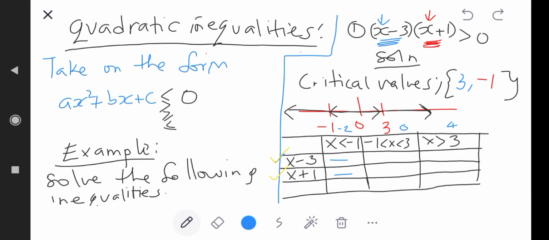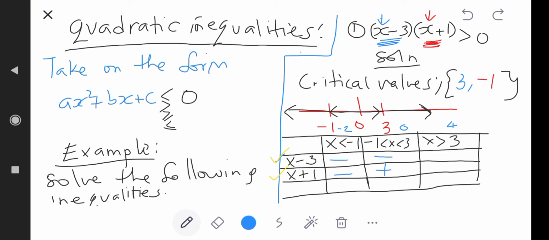Then I go to this one where I have -1 less than x less than 3. It means that I am looking for values of x that are between -1 and 3. That's what this statement means in the middle. So if I choose 0 and I put it here, I will have 0 minus 3, which is -3. So this one is going to be a minus. Then 0 plus 1, that one gives me a positive. So here I will put a positive.